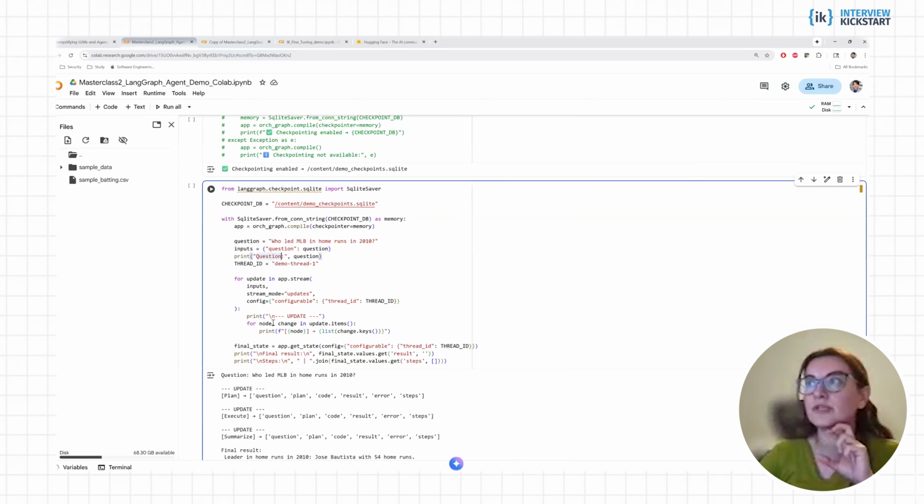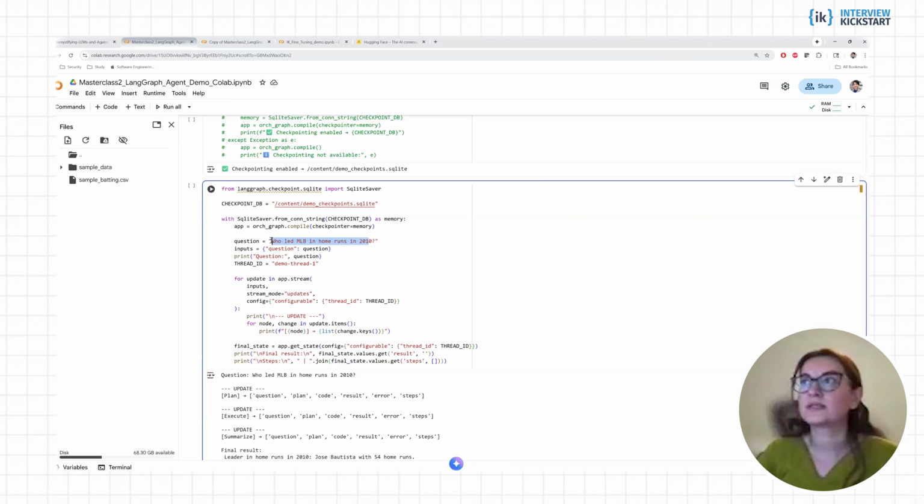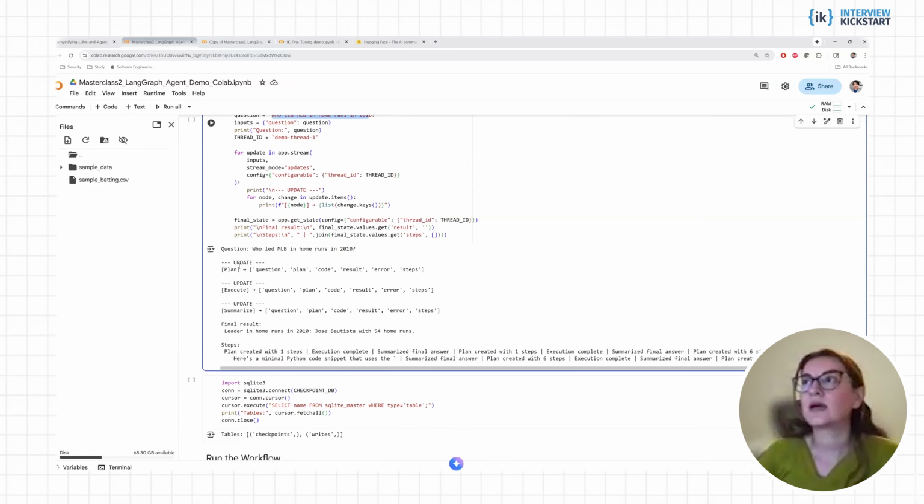For example, every time we keep updating and then we move to the next node. So the initial state is our question, then we update, and then we go to the next step. And you can see, after running this cell, "Who let the MLB", because the database that we had was for baseball and the code that we are generating is for baseball. You can see the output. We are in the plan phase, then we are in the execute phase, and then in the summarize, and the answer actually comes from the database that we have generated in this use case.